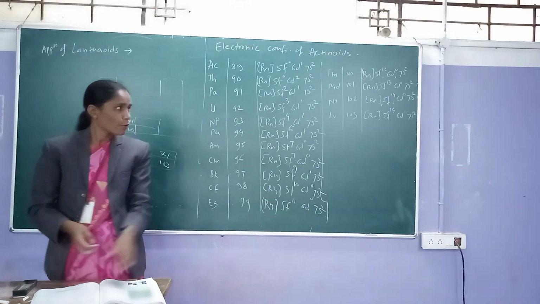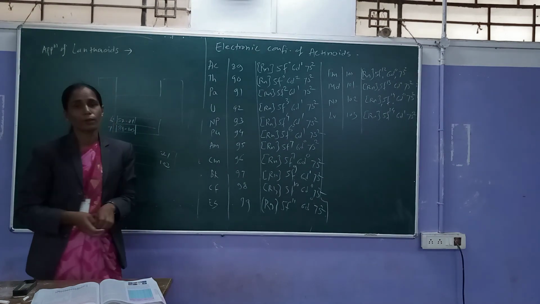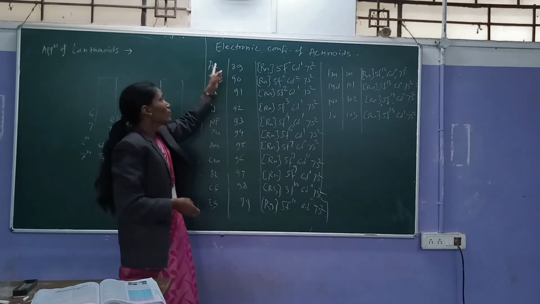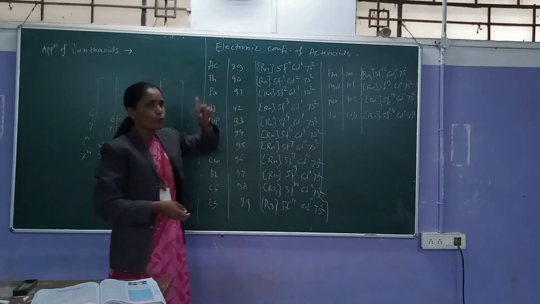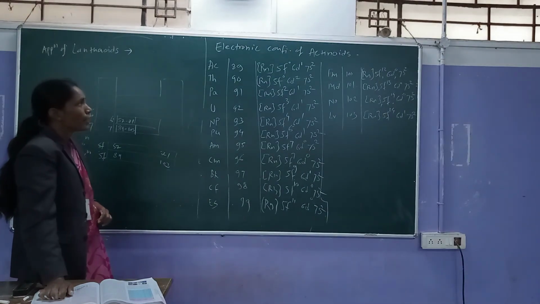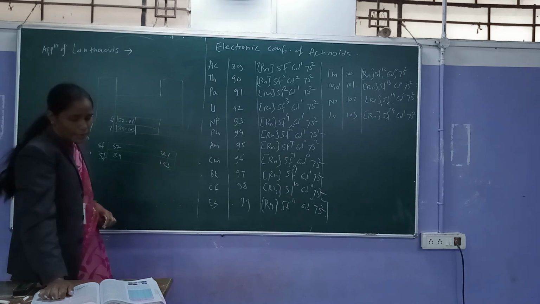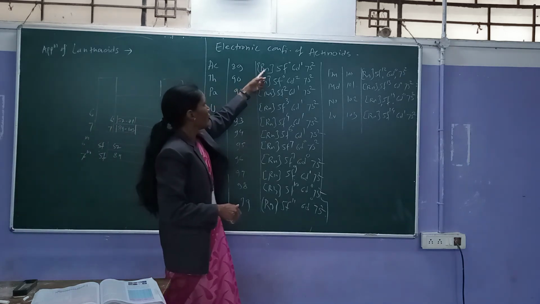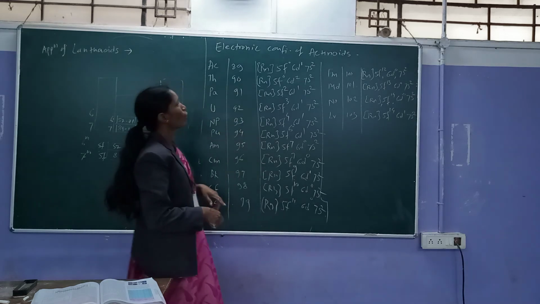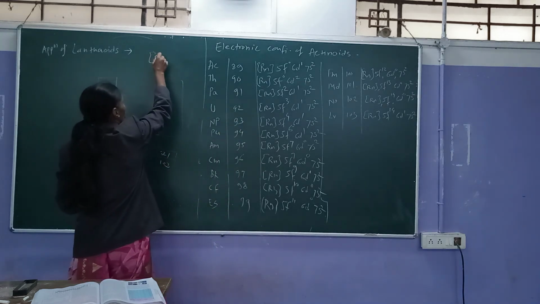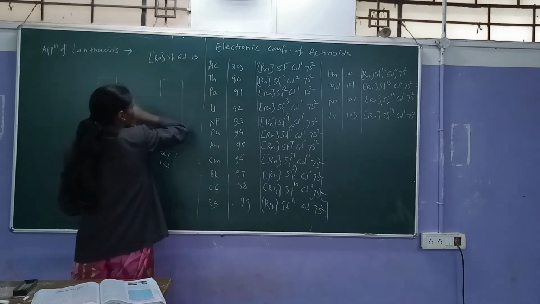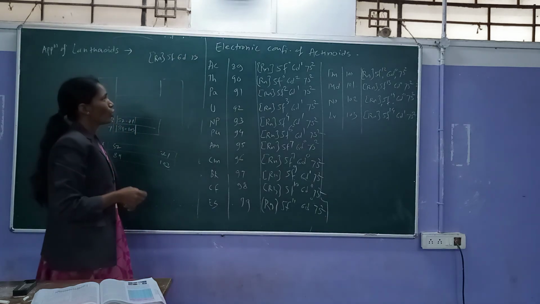The first point about actinoids is their electronic configuration. Actinium has atomic number 89. The nearest noble gas of lower atomic number is radon, which has atomic number 86. 89 minus 86 leaves 3 electrons. The representation of the electronic configuration of actinoids is radon, which is common to all elements, then 5f, 6d and 7s.